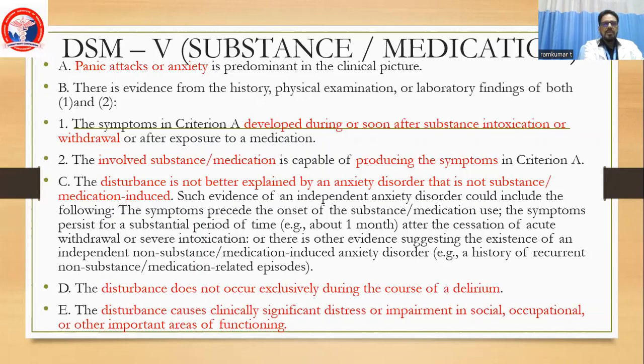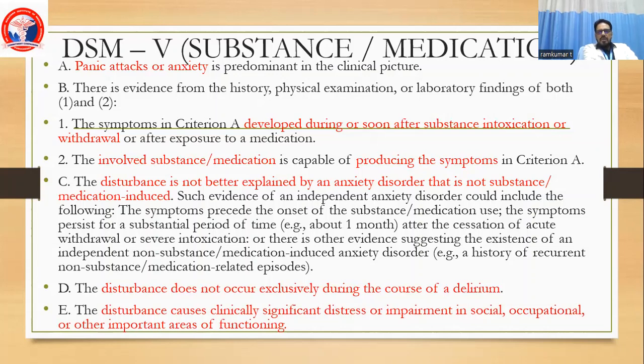DSM-5 substance and medication-induced anxiety disorder. A. A panic attack or anxiety is predominant in the clinical picture. B. There is evidence from the history, physical examination, or laboratory findings of both of the following. 1. The symptoms of criterion A develop during or soon after substance intoxication or withdrawal or after exposure to a medication. 2. The involved substance or medication is capable of producing symptoms in criterion A. C. The disturbance is not better explained by an anxiety disorder that is not substance or medication induced.